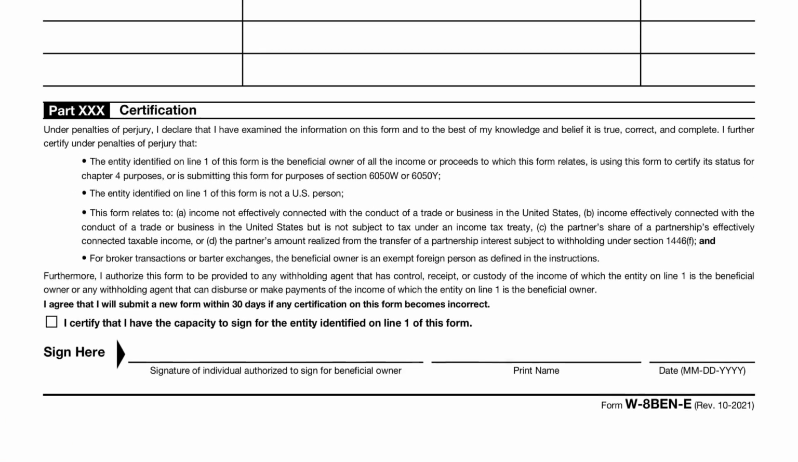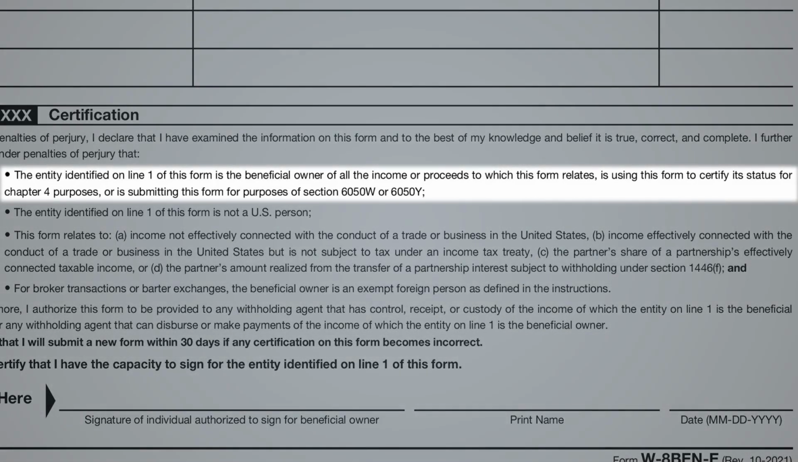The final update to the face of the Form W-8BEN-E comes in Part 30, Certification section. The changes include added language to the first certification that the form relates to all income or proceeds. This is similar to what we've seen on other recent forms with the addition of the term proceeds. Added language to the first certification that the form may be submitted for purposes of Section 6050W or 6050Y. Here we see an addition to the certification to include Section 6050Y.